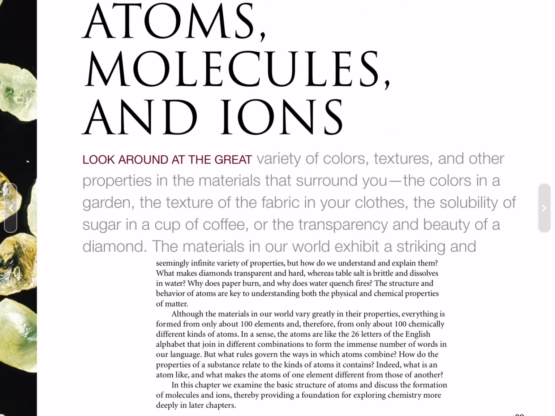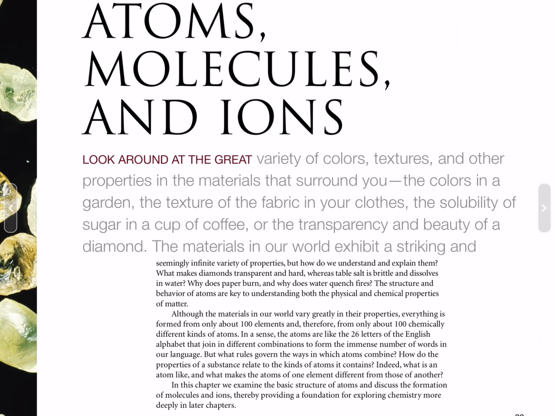Although the materials in our world vary greatly in their properties, everything is formed from only about 100 elements, and therefore from only about 100 chemically different kinds of atoms. In a sense, the atoms are like the 26 letters of the English alphabet that join in different combinations to form an immense number of words in our language.